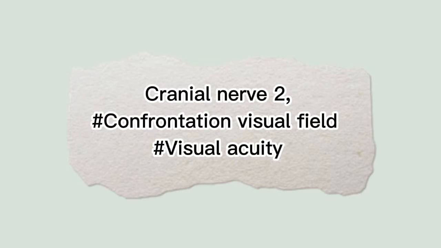For cranial nerve 2, I'm going to do two tests here: the confrontation visual field and the visual acuity. First is the confrontation visual field. I will let the patient stand and tell her to close her right eye with her hand, and she will tell how many fingers she can see, and do it again with her left eye.